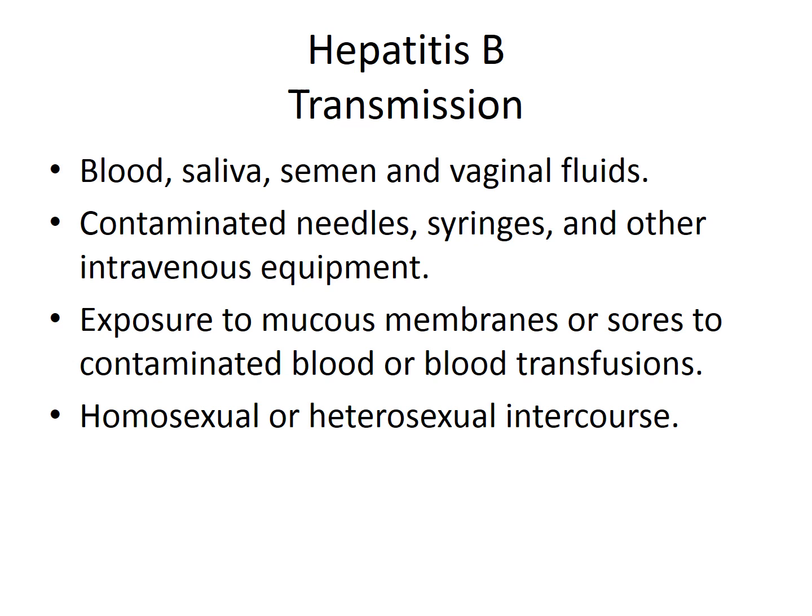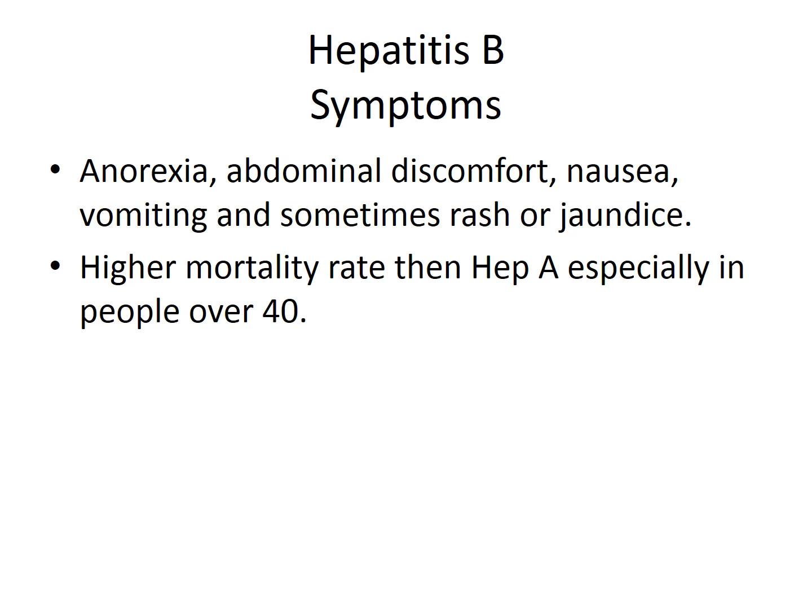Also, hepatitis B was very prominent in homosexual intercourse as well as heterosexual intercourse. The symptoms of hepatitis B, remember, can take up to 90 days to appear: just not feeling good, not having an appetite, abdominal discomfort from the inflammation in the liver, nausea, vomiting, sometimes rash, sometimes jaundice. You won't necessarily get jaundice, but these are all signs of it.